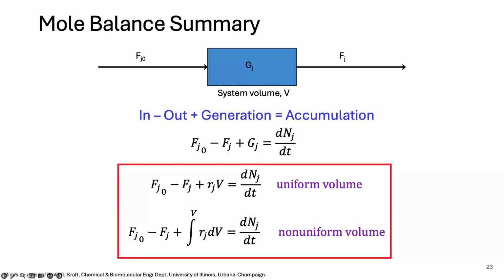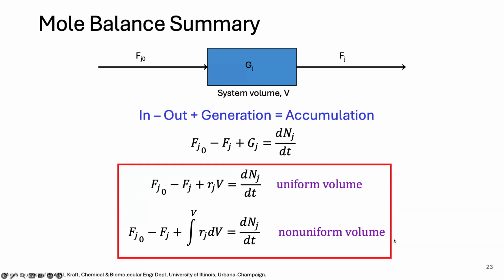So to summarize that, again, we can describe our system, general mole balance, as in minus out plus generation equals accumulation. We have our rate of flow of our reactant species in, less the rate flowing out, plus the rate at which it's generated, is equal to the rate of accumulation. If we have a uniform volume, we can replace our rate of generation with the rate of reaction times the volume. If our volume is not uniform, i.e. in a non-well-mixed system, then we can integrate over the volume to capture all the individual contributions throughout the volume.